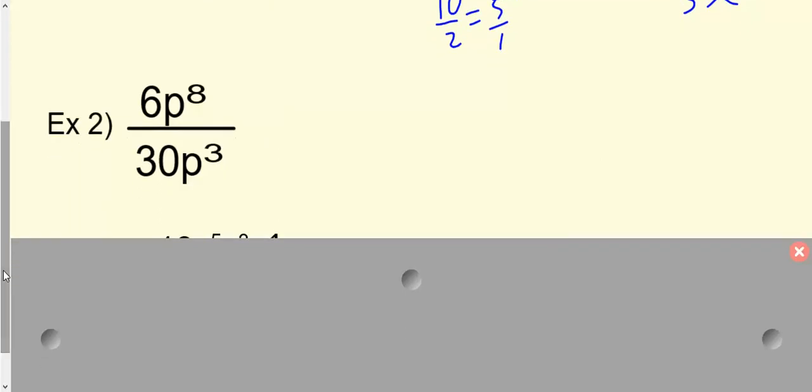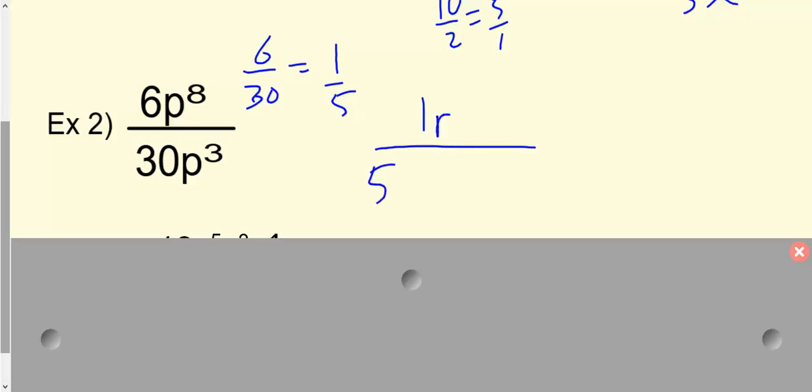So this one here, I have 6 over 30, which is 1 over 5. Now the 5 is on the bottom, so I'm going to put the 5 on the bottom right away. And then p times itself 8 times.